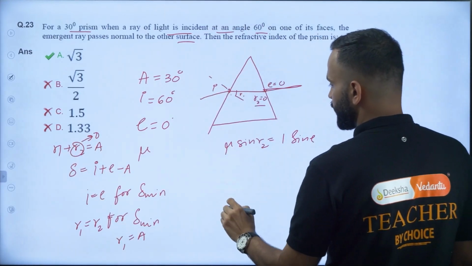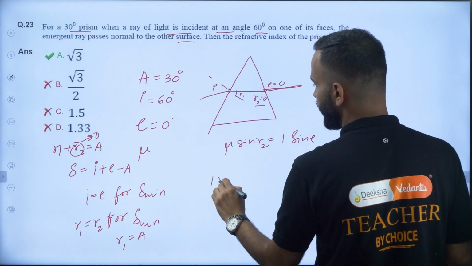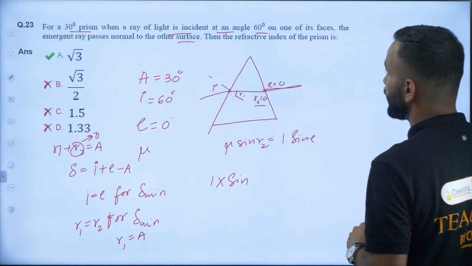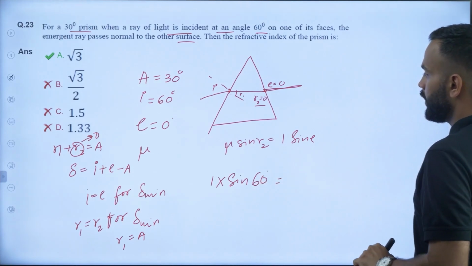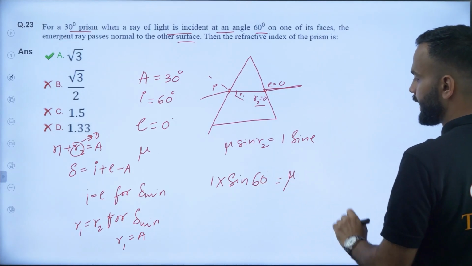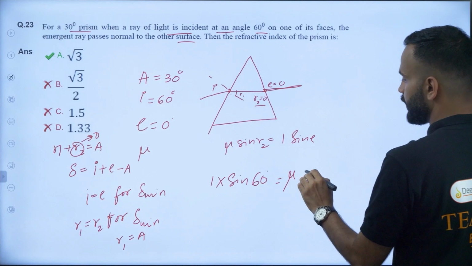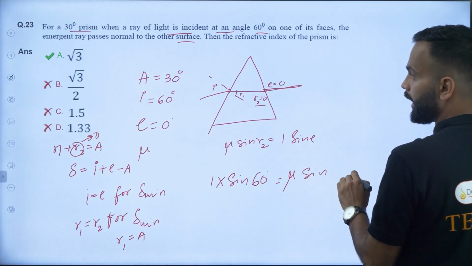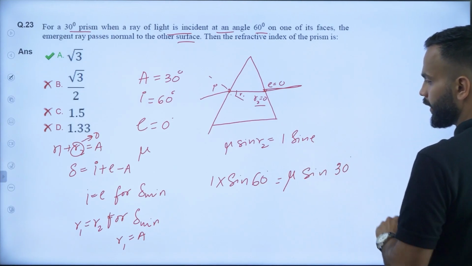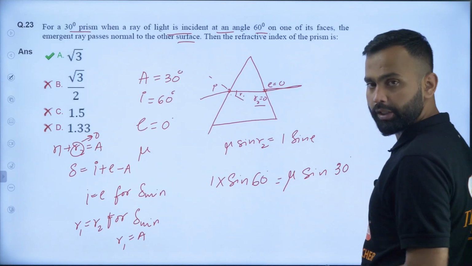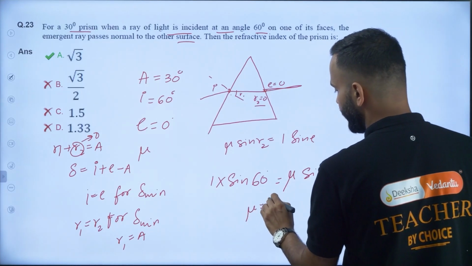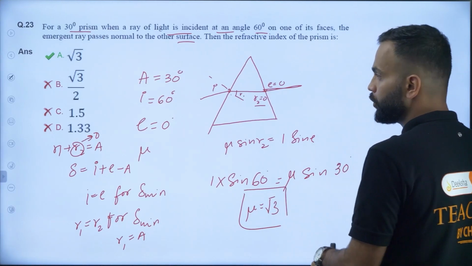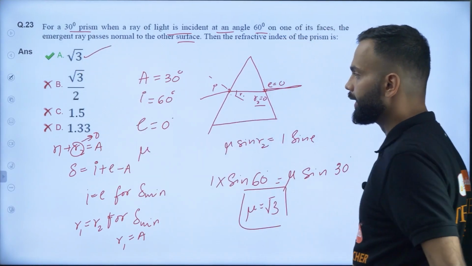So now apply Snell's law at this point. So now 1 into sine I, what is the value of I? 60 degree, equal to mu into sine R, that is R1. Sine R1 is 30 degree. Sine 60 degrees is root 3 by 2, sine 30 degrees is 1 by 2. So mu equal to root 3. The value of mu is root 3. The correct option is A.